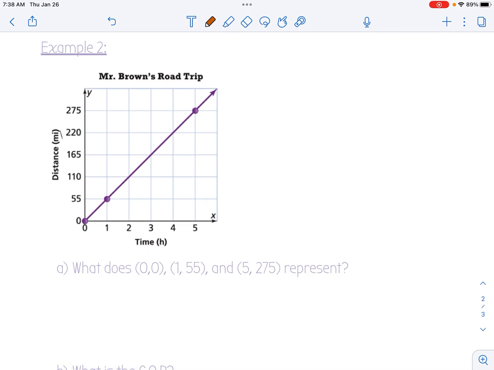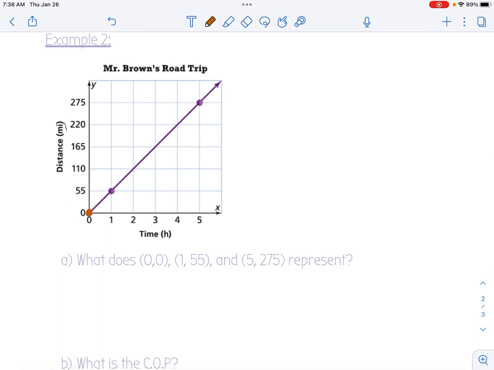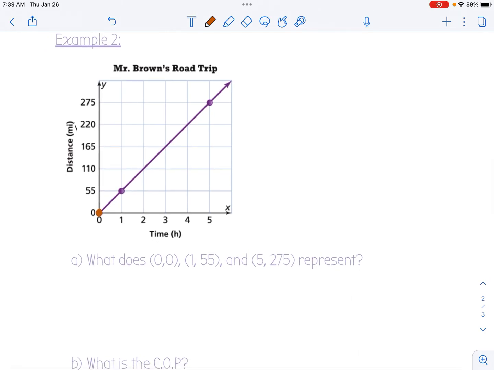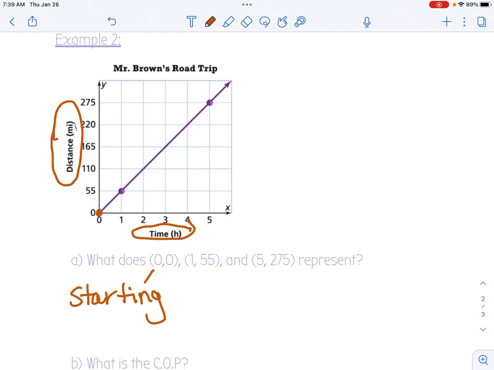All right, example 2, we have a proportional relationship here because it's going through the origin and it is a straight line. So A is asking us what all 3 of these points mean. So whenever we're looking for what the points mean, we want to look at what our x and what our y variables mean. So 0, 0 is just our starting point. We haven't taken any time and we haven't traveled any distance.